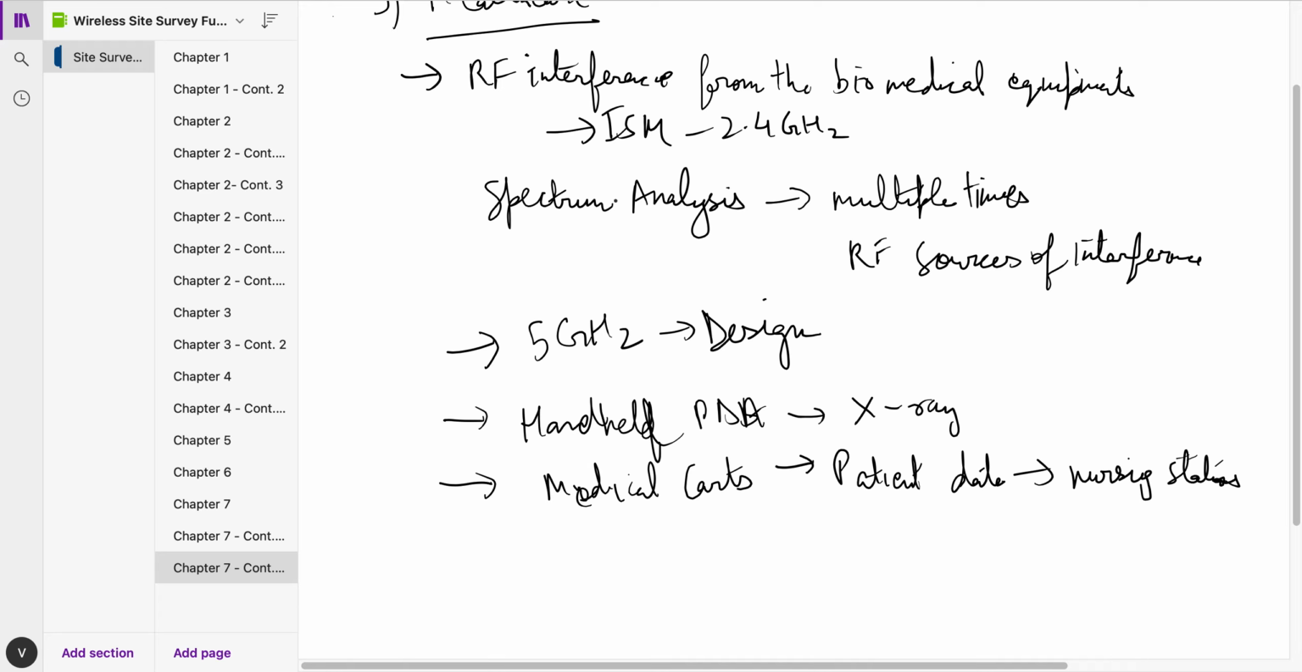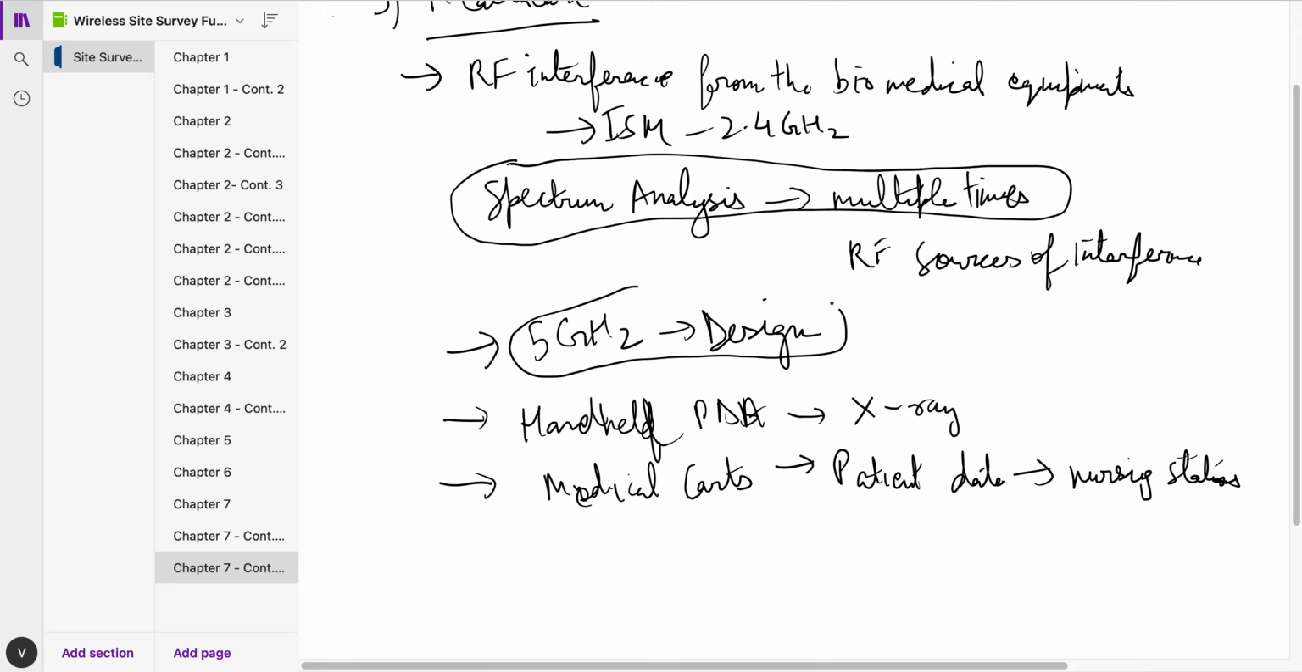So when you do a spectrum analysis, don't do it just once. I would at least do it 3 times, and I would at least thrice sweep the entire area and understand what kind of interference sources are there, and then act accordingly. The best way to go ahead is do a design on 5 gigahertz, and then make sure that clients that work, doctors or the medical cards or anything that connects on the Wi-Fi is connecting on 5 gigahertz, so that there is least interference with the medical equipments out there.